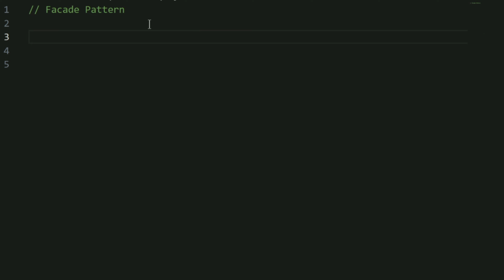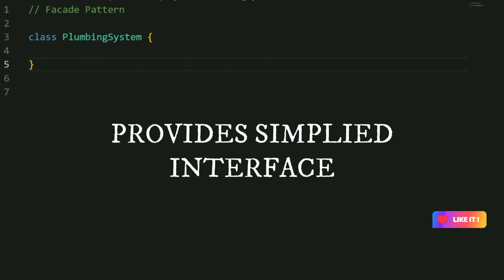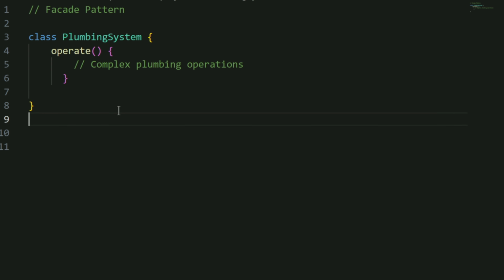Now let's discuss the facade pattern, which provides a simplified interface to a set of interfaces within a subsystem. The primary goal is to present a unified and user-friendly entry point, concealing the complexities of the subsystem.